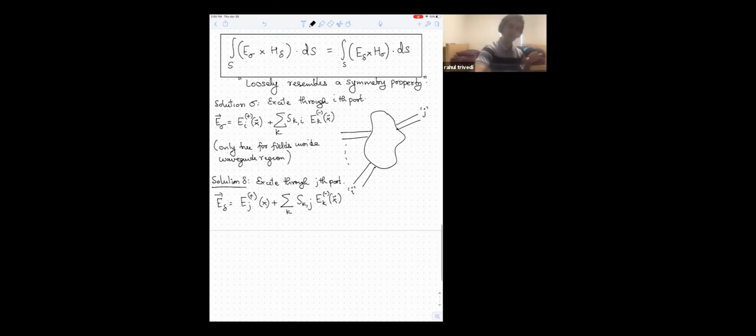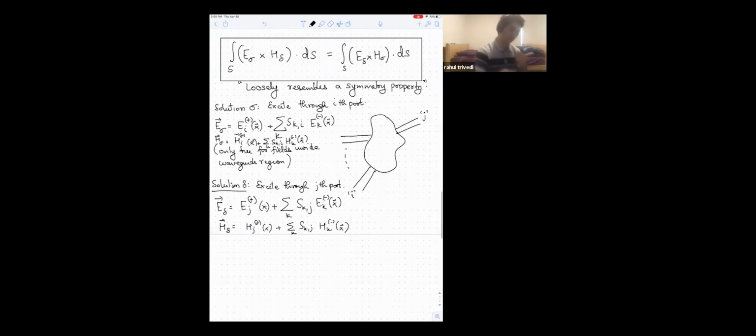So now you have two different solutions to Maxwell's equation. You can write down the magnetic fields similarly. So your H of sigma, for example, is going to be HI plus sum over K, SKI, HK minus. And H of delta is going to be equal to HJ plus sum over K, SKJ, HK minus. Right? So you have these two solutions and now you can plug this in.